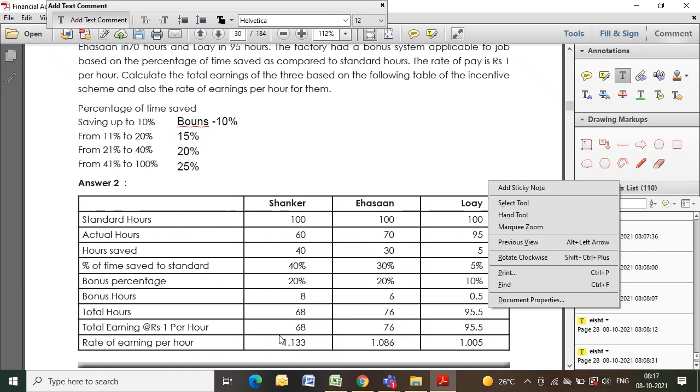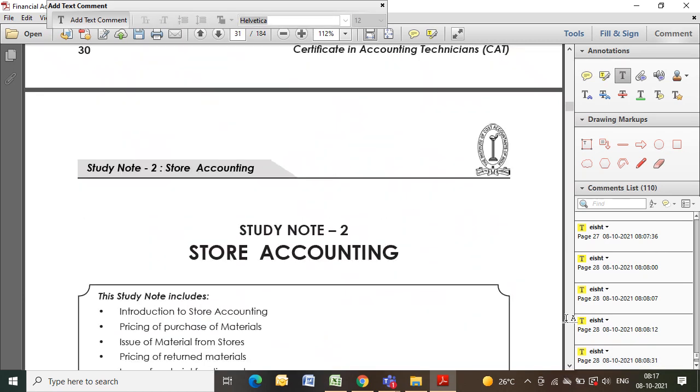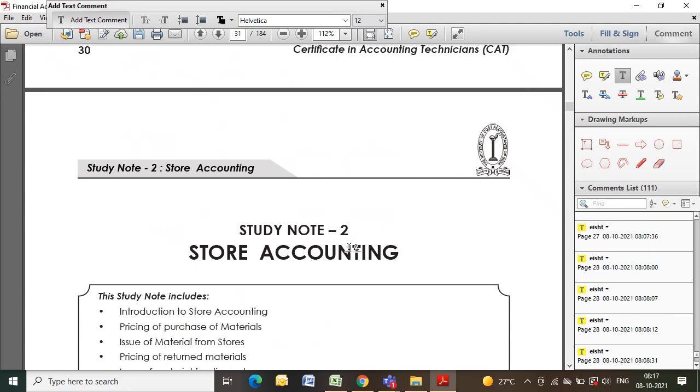Total earnings: 1 rupee per hour is given to you in the question. So multiply that, and the rate of earning, you divide by this, you will get your answer. So you will get the rate of earnings per hour. It's very easy to get this, divide that. So this is how you do the question. Are there any questions up to now? So we are complete on this chapter. If there are any questions up to now, please let me know.